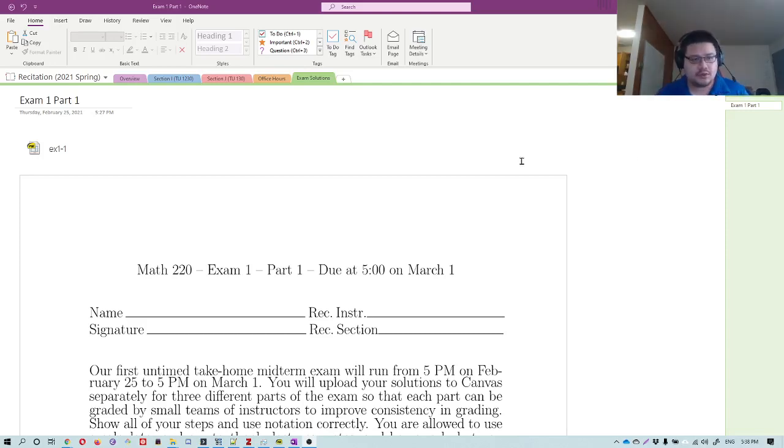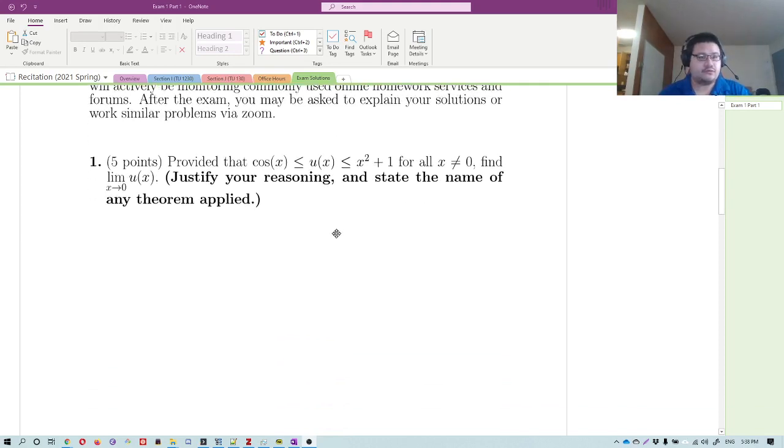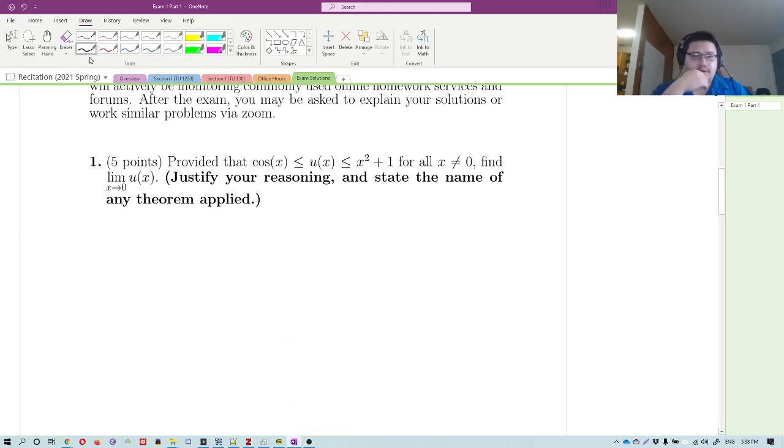Okay, so exam 1, part 1, let's go ahead and run through this. For problem 1, we have these two functions, and we want to find the limit of the function u of x as x goes to 0. Justify your reasoning, and state any theorems that are applied. So clearly we should be using the squeeze theorem.